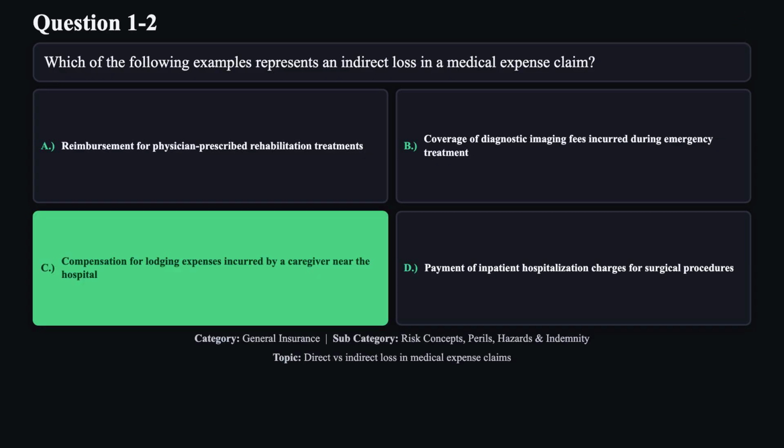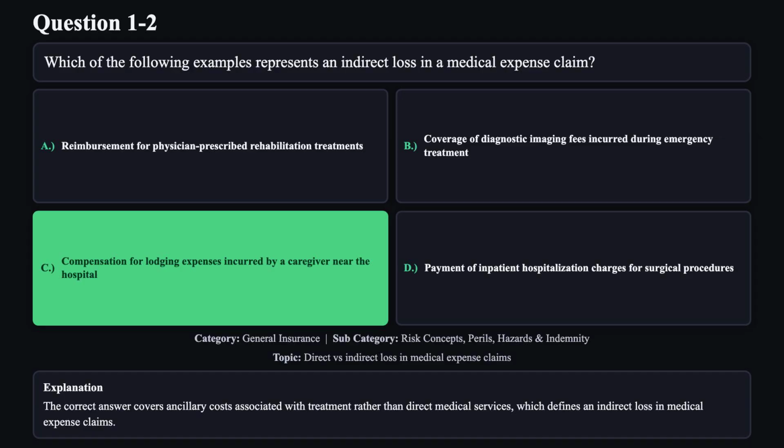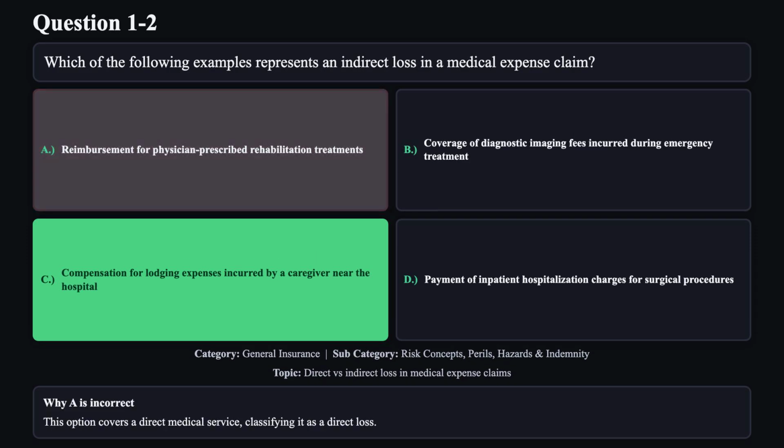The correct answer is C. The correct answer covers ancillary costs associated with treatment rather than direct medical services, which defines an indirect loss in medical expense claims. Reason A is not correct. This option covers a direct medical service, classifying it as a direct loss.